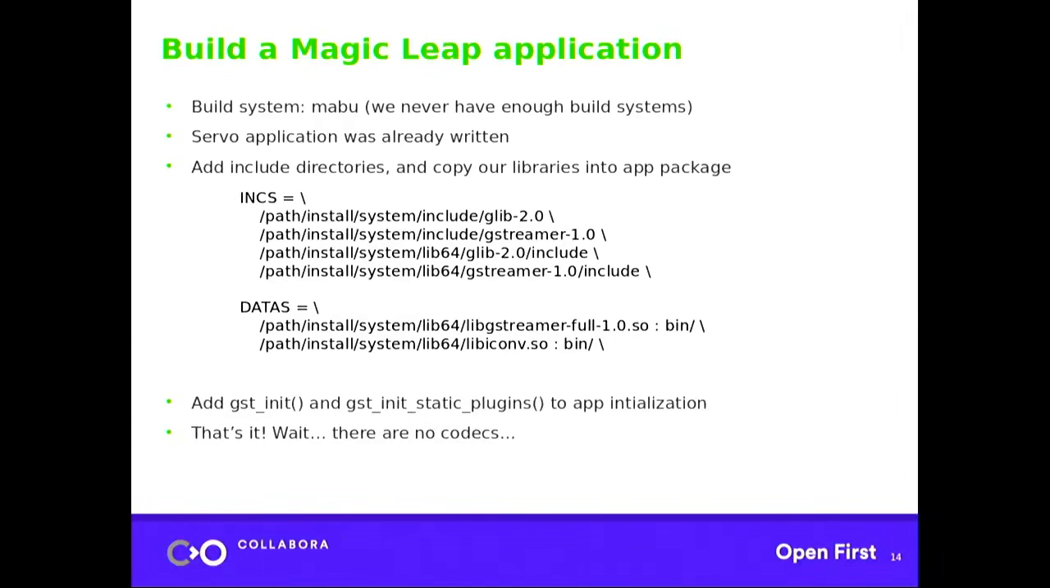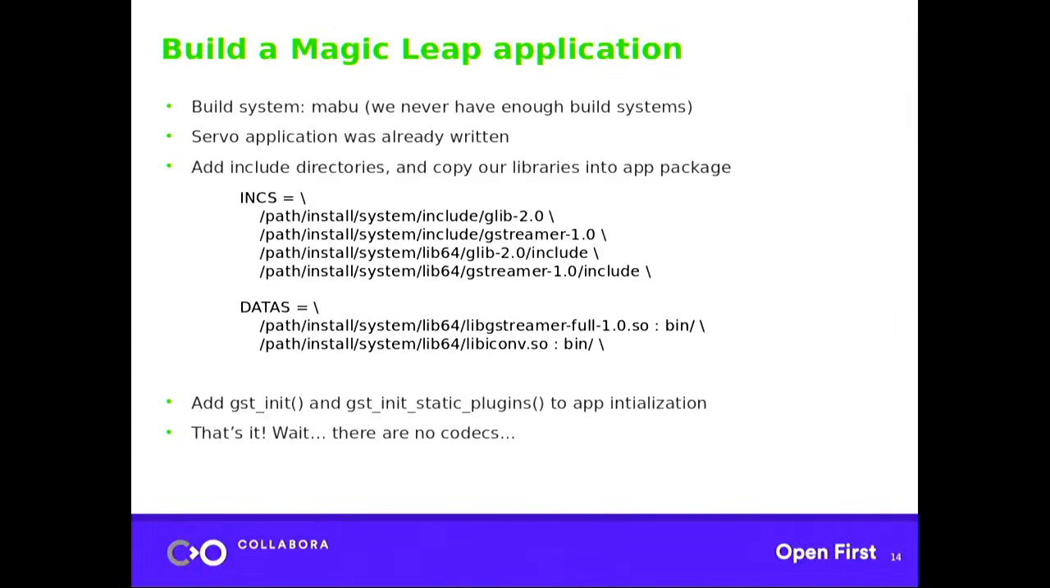You define the include path you want. So I gave them the path where I installed my GStreamer, glib, etc. Everything that GStreamer builds, and you can just copy some files. So that's the data list. Those files are just copied inside the application package. So as you see, there are only 2 files to copy: the GStreamer full shared library and that iconv shared library, because they don't have it.